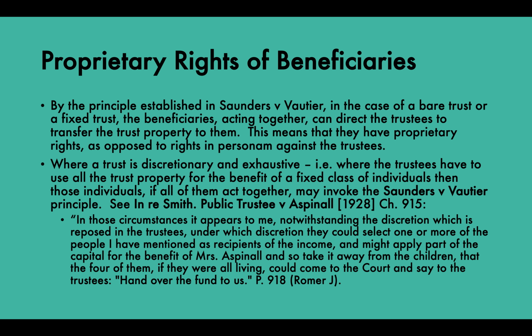Where a trust is discretionary and exhaustive, for example where the trustees have to use all of the trust property for the benefit of a fixed class of individuals, so in other words, an exhaustive discretionary trust is a trust where trustees must allocate all the property and cannot retain any of it. In circumstances where a trust is discretionary and exhaustive, then those individuals, if all of them act together, may invoke the Saunders v Vautier principle.